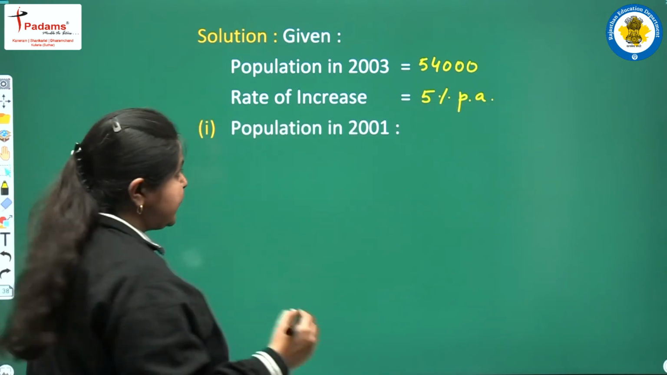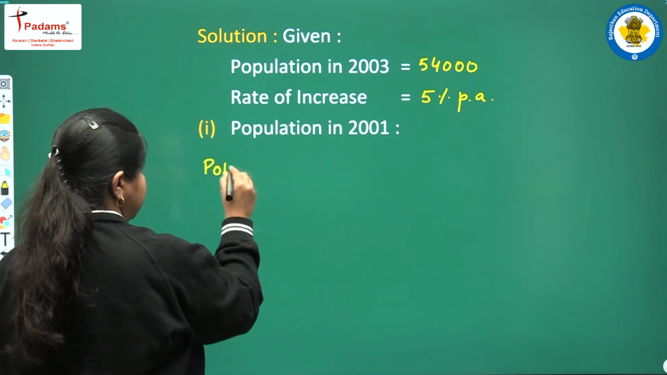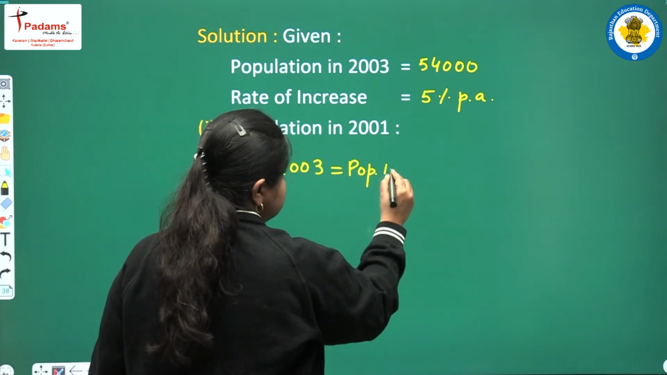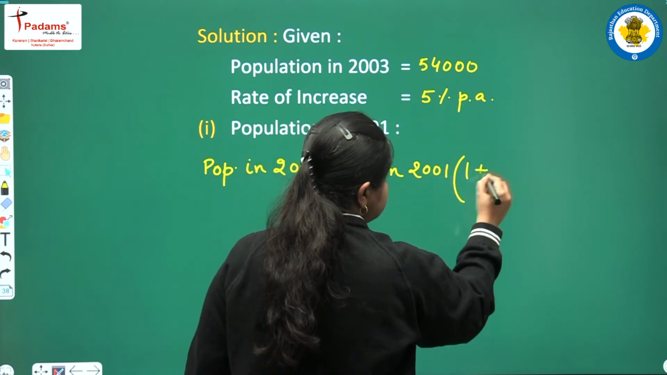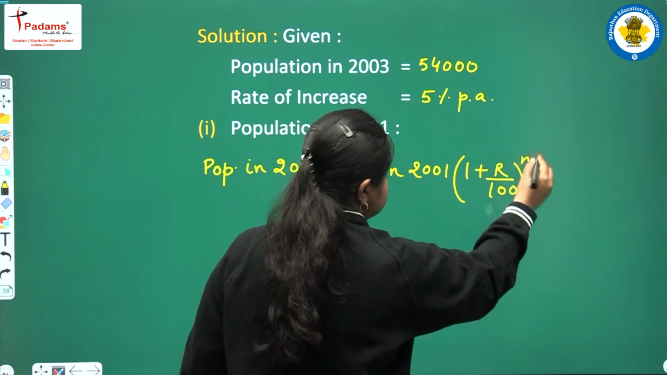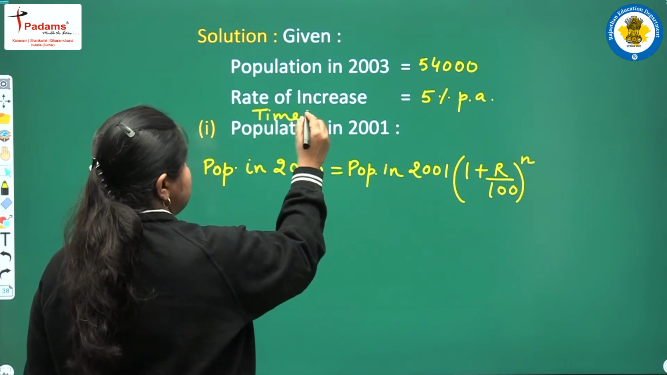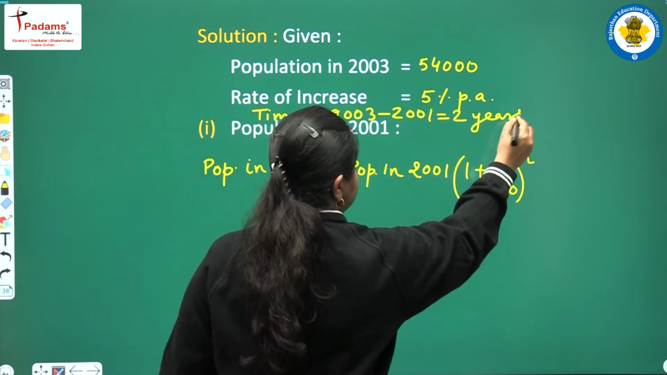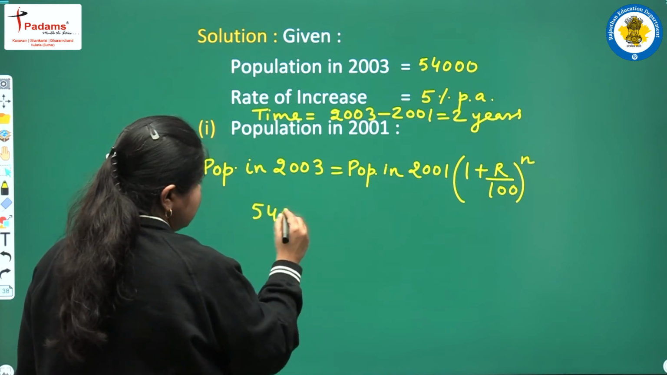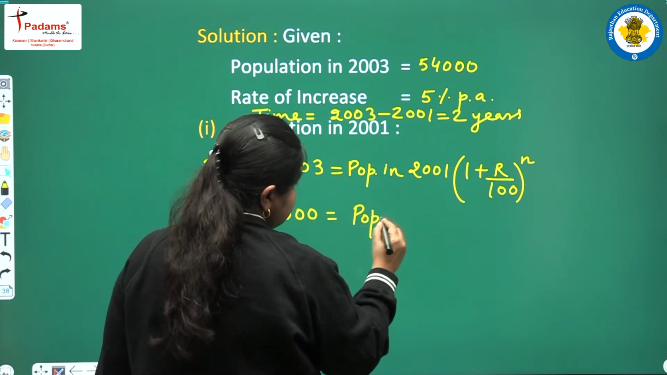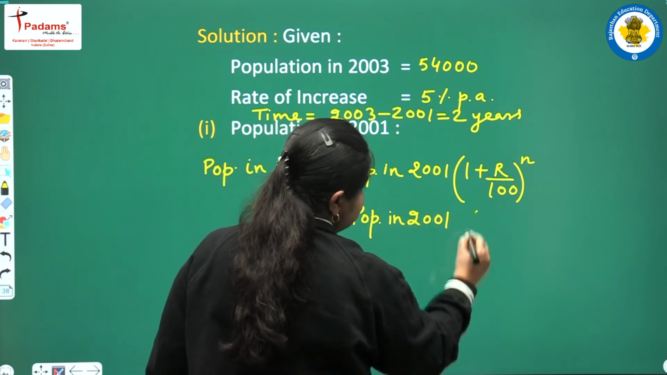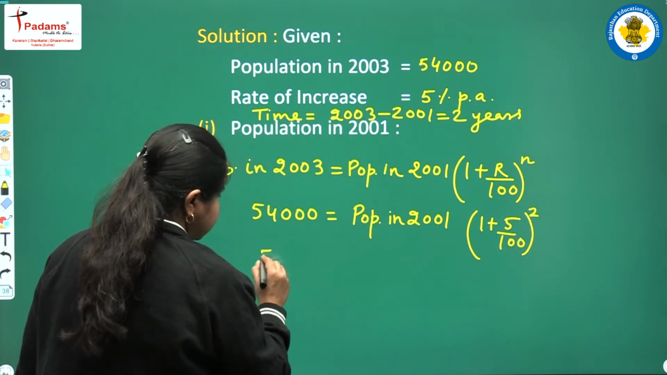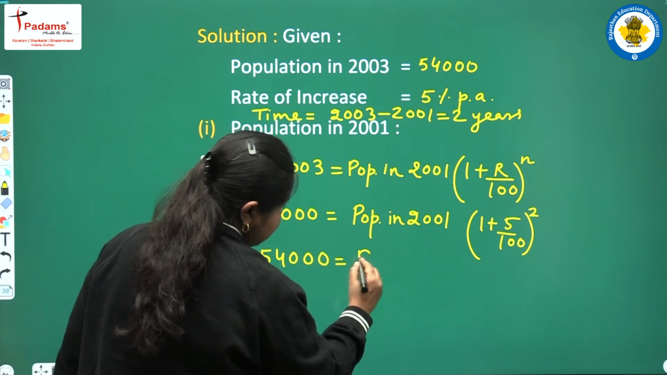Population in 2001, this will be given by this formula. Population in 2003 ये होगी equal to population in 2001 into 1 plus rate upon 100 raised to power n. और टाइम कितना हो जाएगा अब आप देखिए, टाइम हो जाएगा आपका 2003 minus 2001 that is 2 years. अब इसमें रखते हैं हम, ये तो दिया हुआ है 54,000. दिस इज इक्वल टू पॉपुलेशन इन 2001 जो हमसे पूछा है 1 प्लस 5 अपॉन 100 रेज टू पावर 2 हो जाएगा.